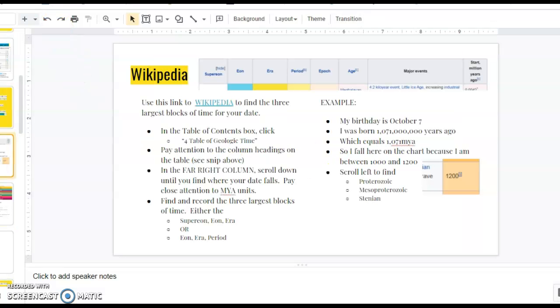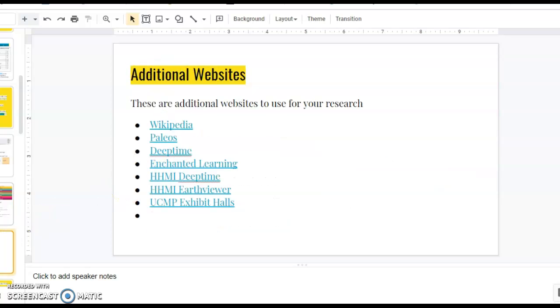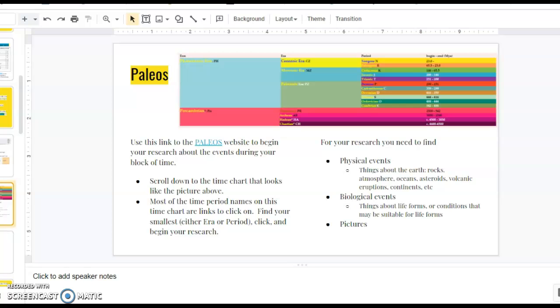So back at your Nearpod, I've given you some links to some sources. Wikipedia, like I showed you, has great resources. Paleos has some great resources, and I've given you a list of other websites. I'm going to show you how to use this Paleos website.